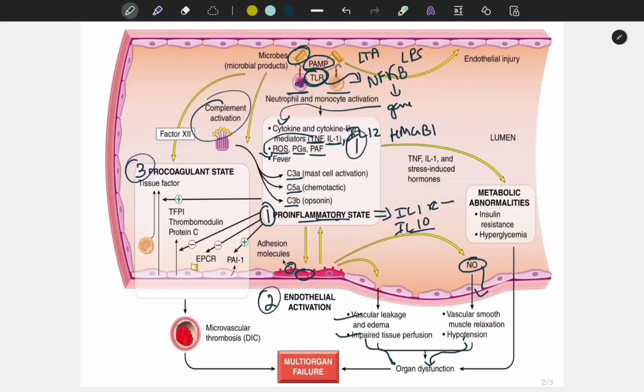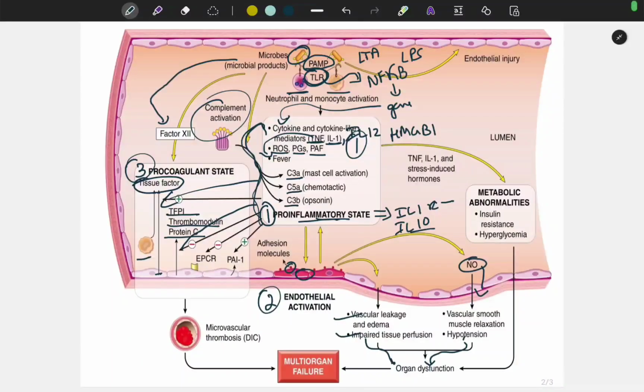Third factor is procoagulant state. So microbial products can activate coagulation through activation of factor 12 directly. Pro-inflammatory cytokines trigger monocyte and endothelial cell to secrete tissue factor. On the other hand, pro-inflammatory cytokines also inhibit production of anticoagulant factors from endothelial cells such as tissue factor pathway inhibitor, thrombomodulin, and protein C.